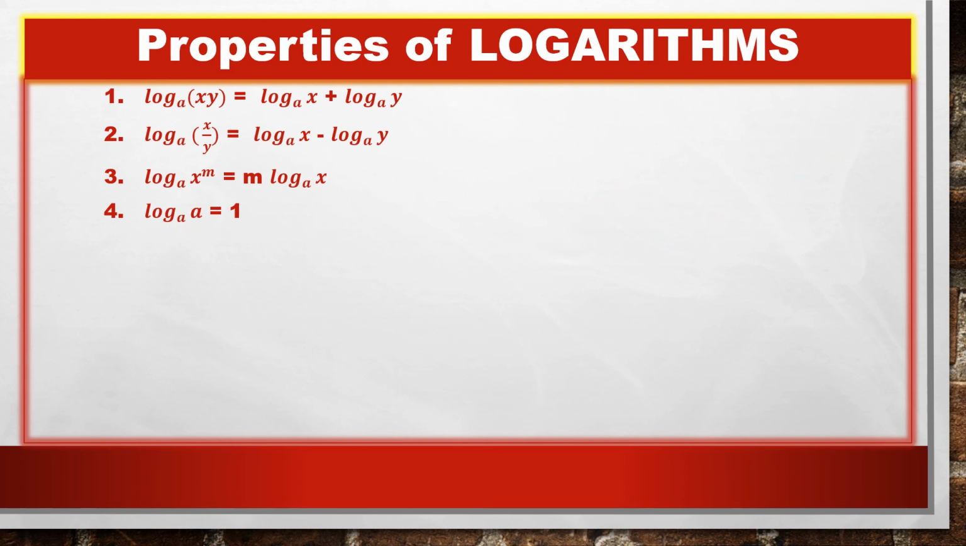Okay. So let us go to the next property. Log 1 base a equals 0 means the logarithm of 1 to the base of anything, like 7, 8, 9, whatever it is, its value is 0. So logarithm of 1 to any base is 0.